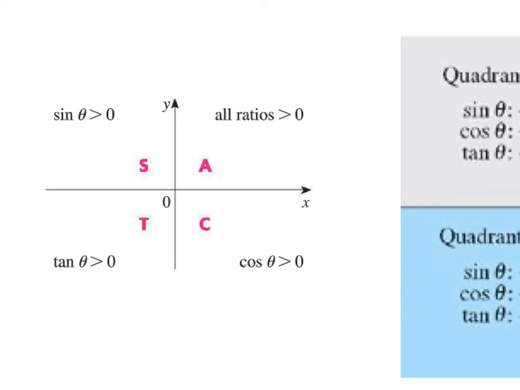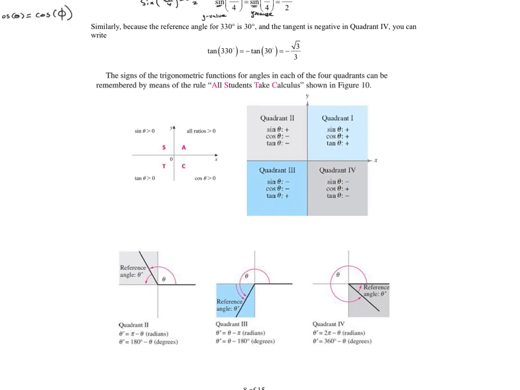So in quadrant 1, A stands for all are positive. In quadrant 2, it says S because sine is the only positive one. In quadrant 3, it says T because tangent is the only positive one. And in quadrant 4, it says C because cosine is the only positive one. Okay?